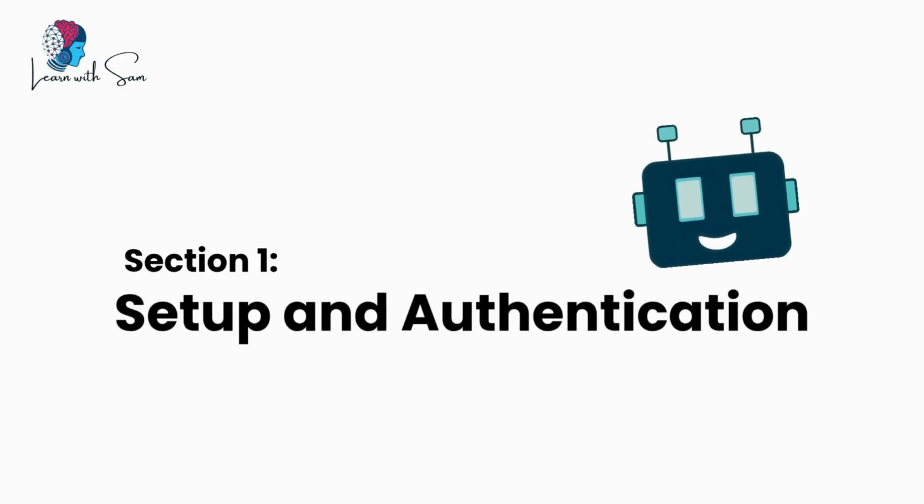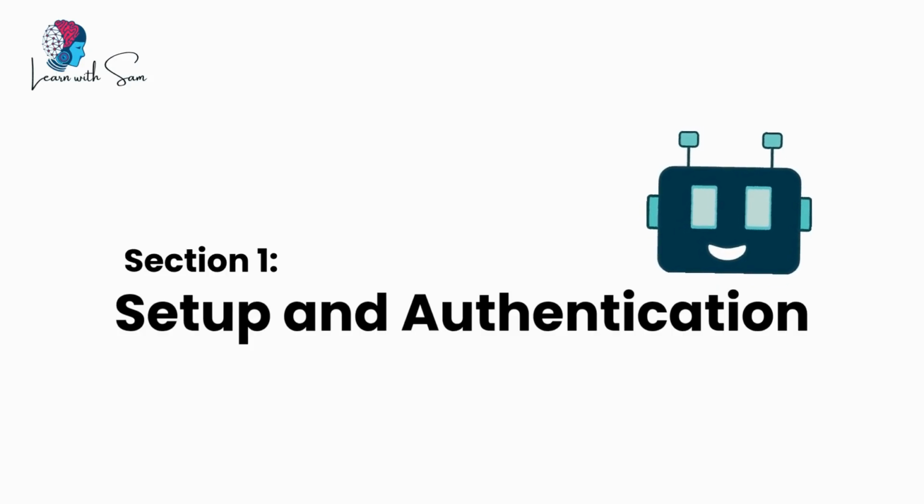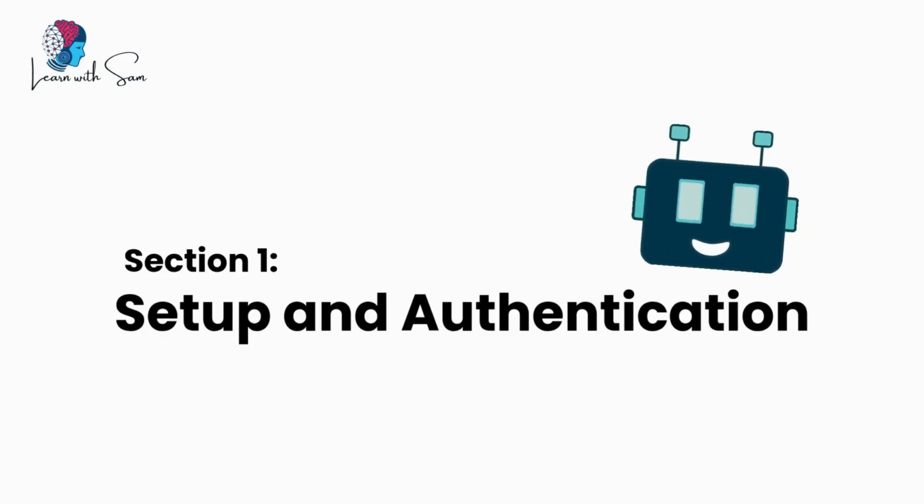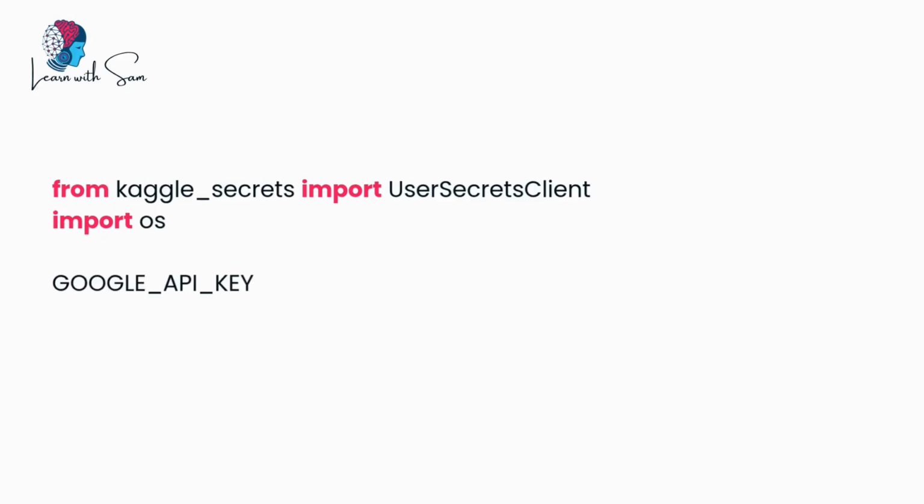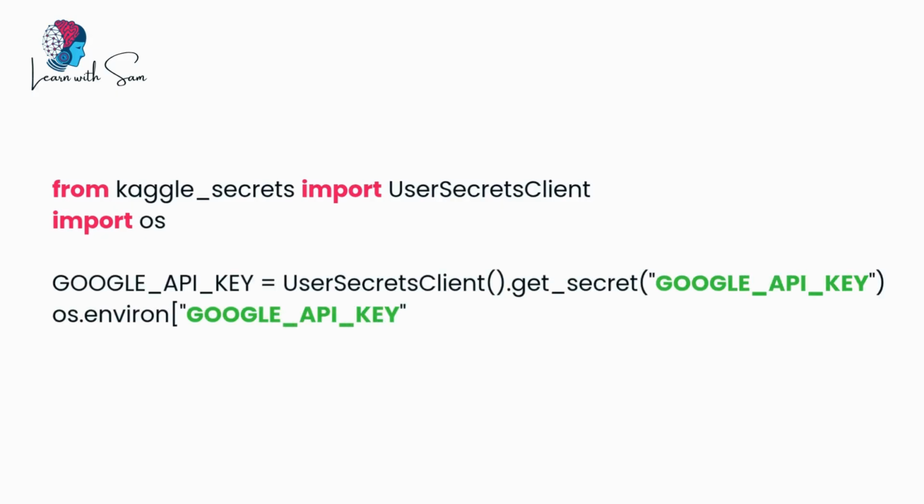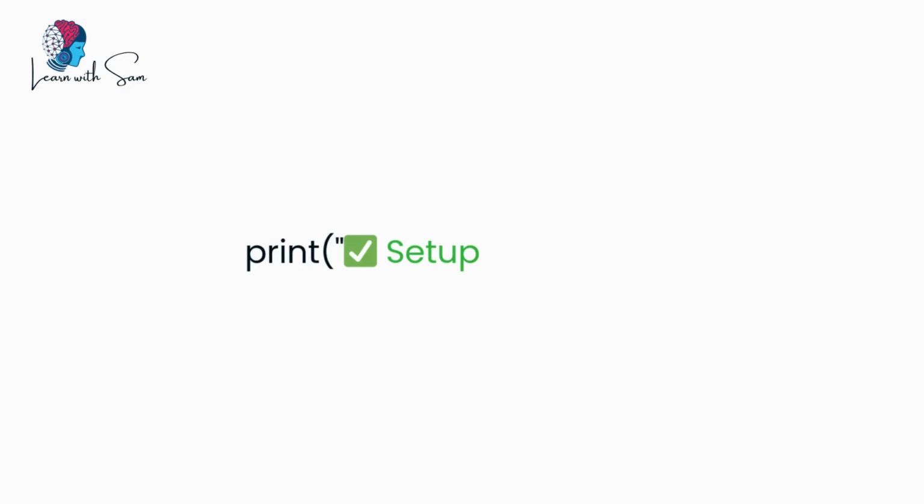Let's jump right in. Before we start coding, let's set up our environment. If you are using Kaggle, the dependencies are already installed, but if you are working locally, just run this. Next, you will need your Gemini API key. You can get it from Google AI Studio and then save it in your Kaggle notebook as a secret named Google-API-key. Here is the quick setup code. Once you see that check mark, your environment is ready.